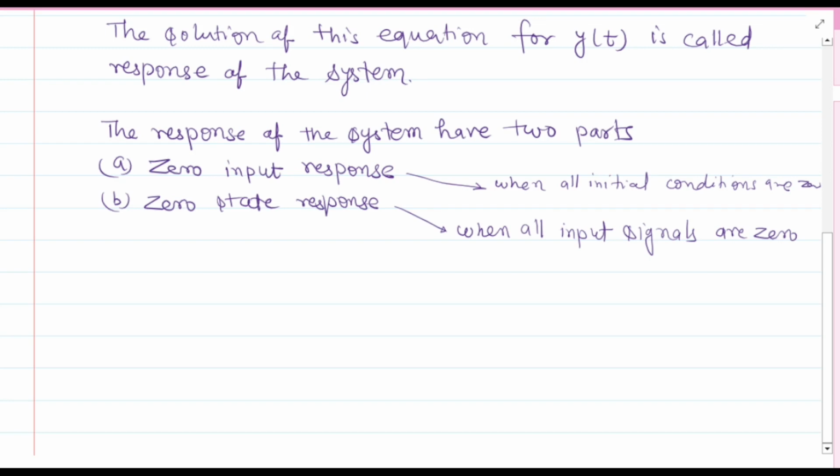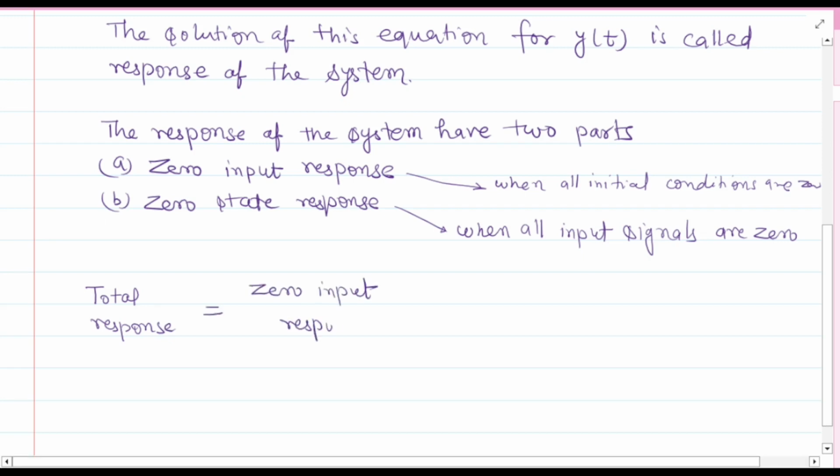Just understand: one response is when inputs are 0 and initial conditions are present. The other response is when the inputs are present and initial conditions are 0. Okay. So combined, these two responses represent the total response of the system. Therefore, the total response of the system is the addition of the zero input response and the zero state response. Simple, there is nothing difficult. Anyway, is it okay till now? If you have understood this, let us go further.